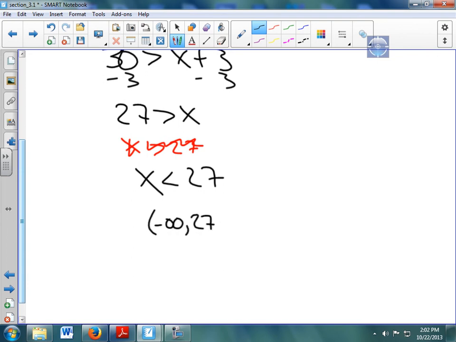What do I put here? A brace or a bracket? Sorry, a parenthesis or a bracket? Bracket. Parenthesis. Oh, I was right. Why? It does not equal it. Also, it can't be 27.